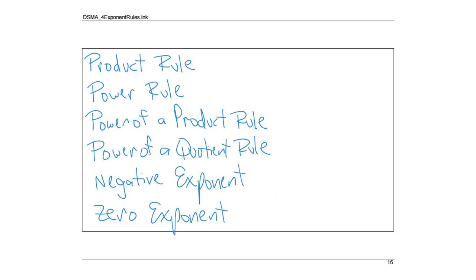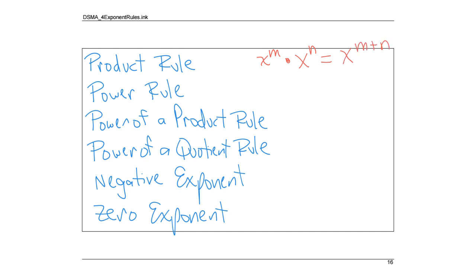Okay, let's do a quick review. So product rule means that we have two variables multiplied together. The variables have to be the same. We have to have the same base. If the variables are the same and it's multiplication, so x raised to a power times x raised to a power, we can add the exponents.